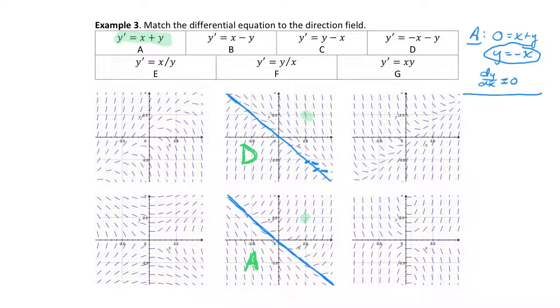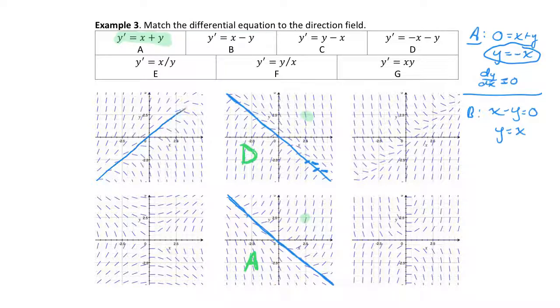For equation B, I have y prime equals x minus y. If I set x minus y equal to 0, and I add y to both sides, I'll get y equals x. So along the line y equals x, we should have slopes that are equal to 0. Let's look at this guy. Along y equals x, oh, look at that. I've got positive slopes then negative slopes. Positive then negative. Positive, negative. So this one looks like a candidate for that one.